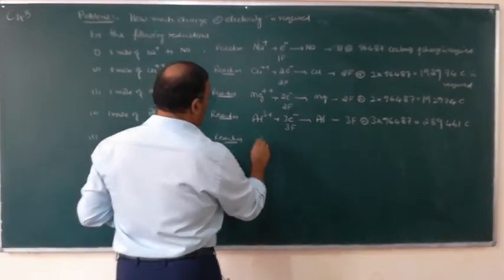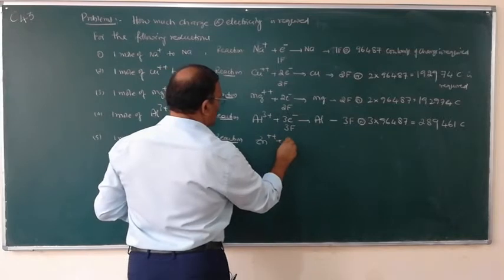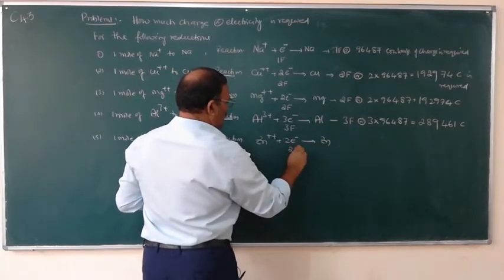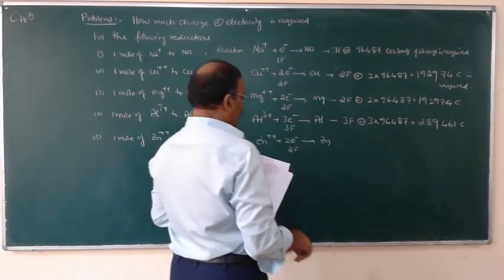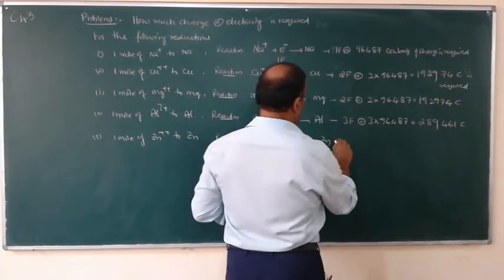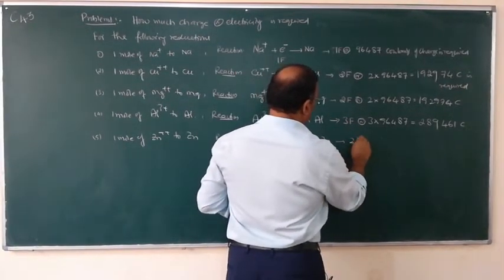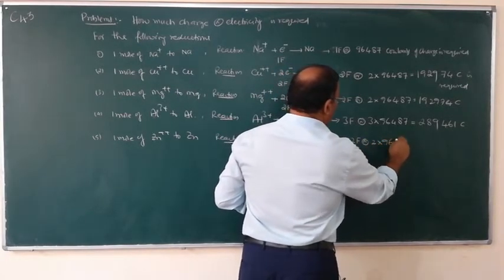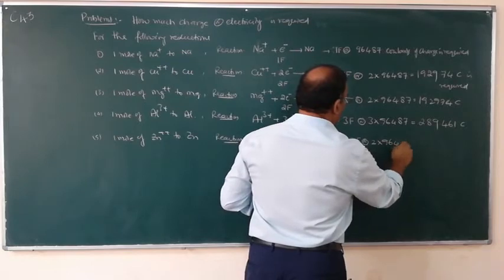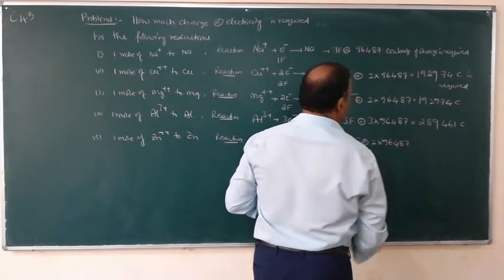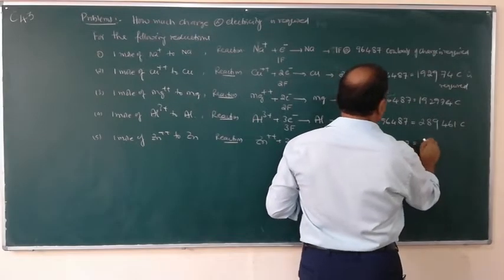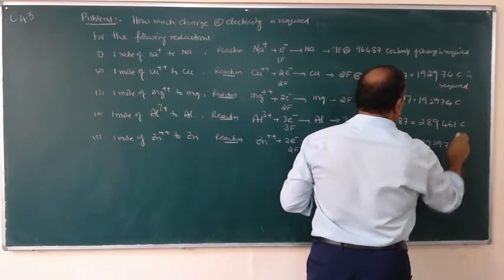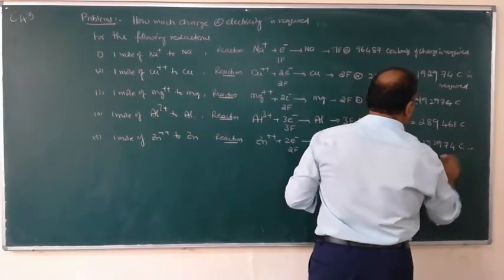So similarly, for this discharge, you have to write Zn2 plus 2 electrons gives Zn. So here 2 Faraday of charge or electricity is required. 2 Faraday or 2 into 96,487 coulombs, that is equal to 192974 coulombs is required.